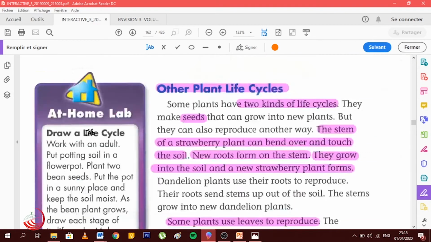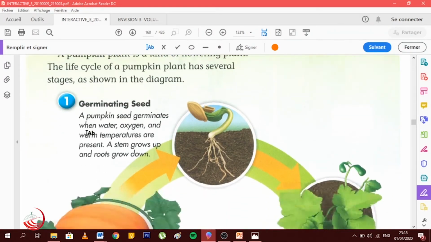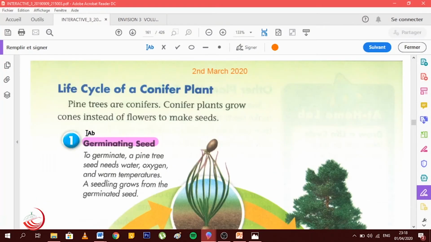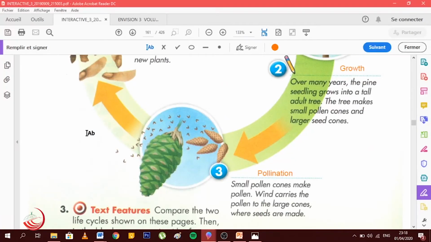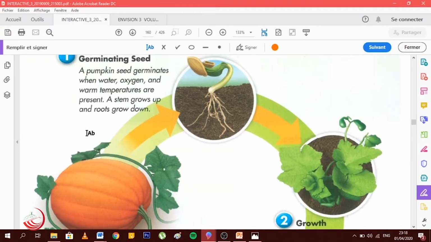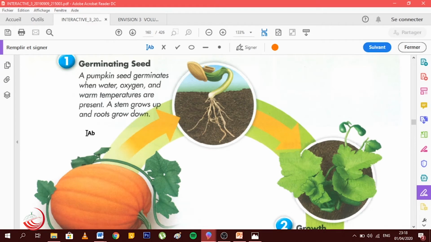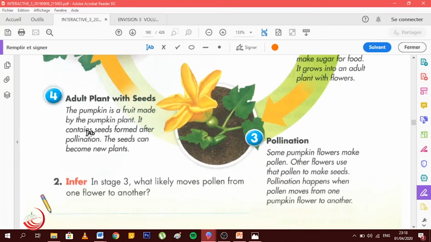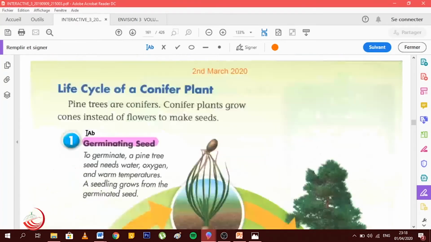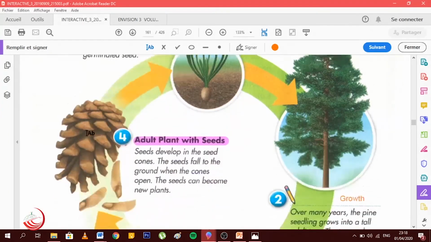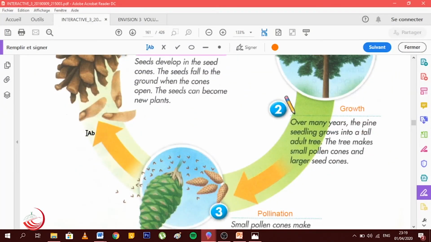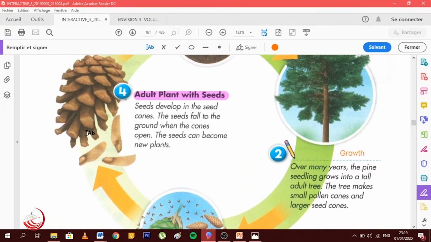So we've already seen here, this is the life cycle of a flowering plant, and this is the life cycle of a conifer plant. The first one has, for example, 4 stages: germinating seeds, growth, pollination, and adult plant with seeds. The conifer plant also has 4 stages: germinating seed, growth, pollination, and adult plant with seeds.